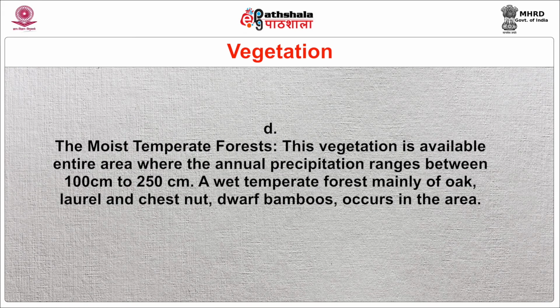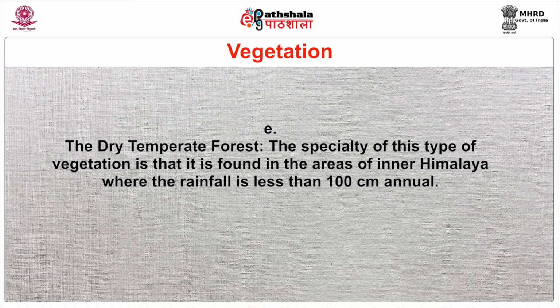Then the fourth in the category is the moist temperate forest. This vegetation is available in the entire area where the annual precipitation ranges between 100 centimeter to 250 centimeters. A wet temperate forest mainly of oak, laurel and chestnut, with dwarf bamboos, occurs in the area. The next one is the dry temperate forest. The speciality of this type of vegetation is that it is found in the areas of inner Himalayas where the rainfall is less than 100 centimeter annually.